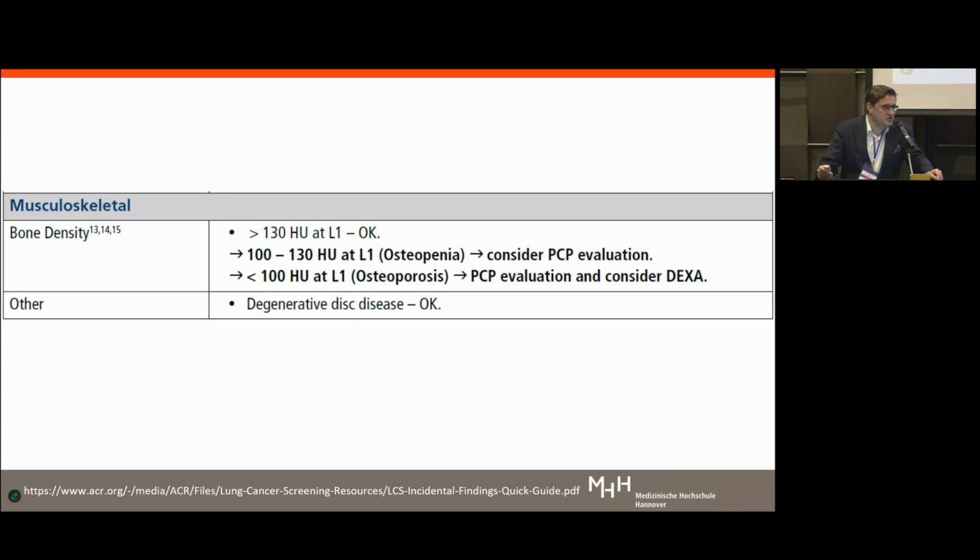If you see a HU less than 100, you should mention it, and they could discuss the osteoporosis treatment with the GP. I personally don't push it forward, but I think it's currently very avidly discussed in Germany.